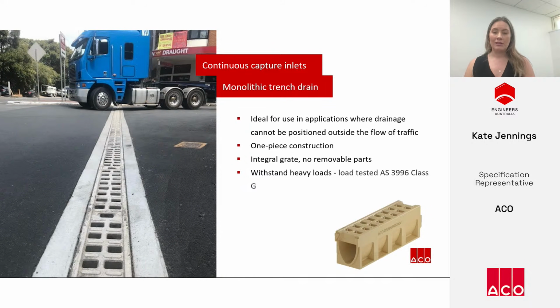Another option is a monolithic channel, meaning that it's all cast in one piece. These types of channels are ideal for roadways where the system would be running transverse across the carriageway and would be subjected to really heavy loads and lots of dynamic movement. In terms of loading, monolithic drains are available in a Class G, which is the highest load class in AS 3996.